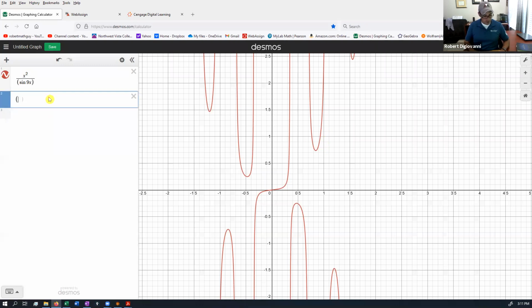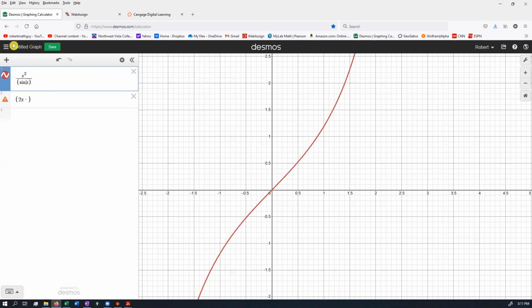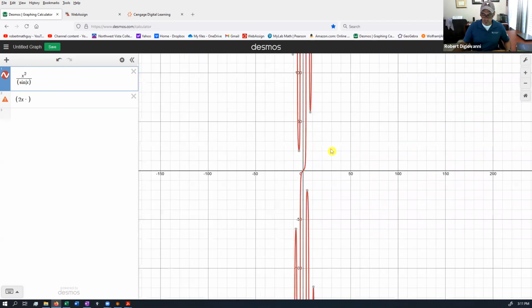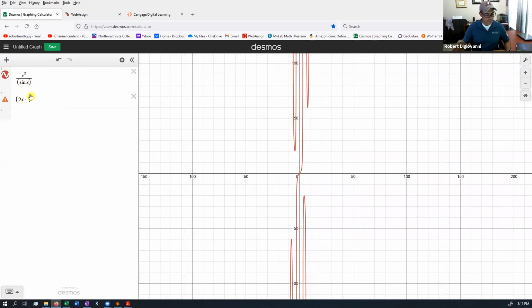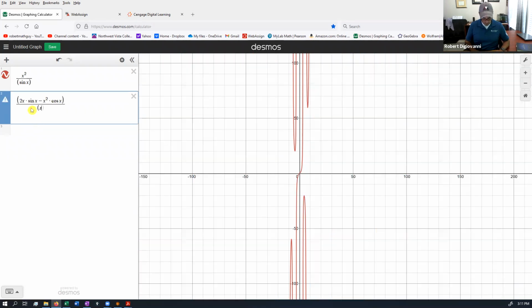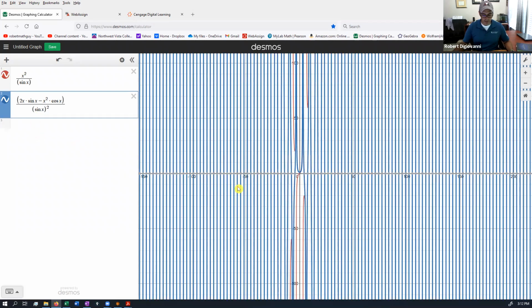Now, the derivative that we just got was 2x times, oh, wait a minute, hold on. I just realized that that was a 9. Okay, oops. So that function is not as bad. Oh, there it is. Okay, so it looks weird still, but it wasn't that. So the derivative of that was sine x minus x squared times cosine of x, the whole thing over sine x squared. Whoa, okay, that's nuts.